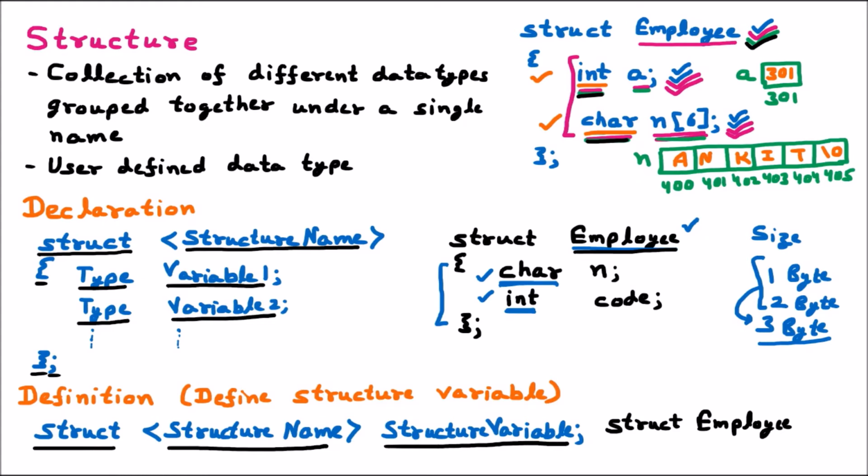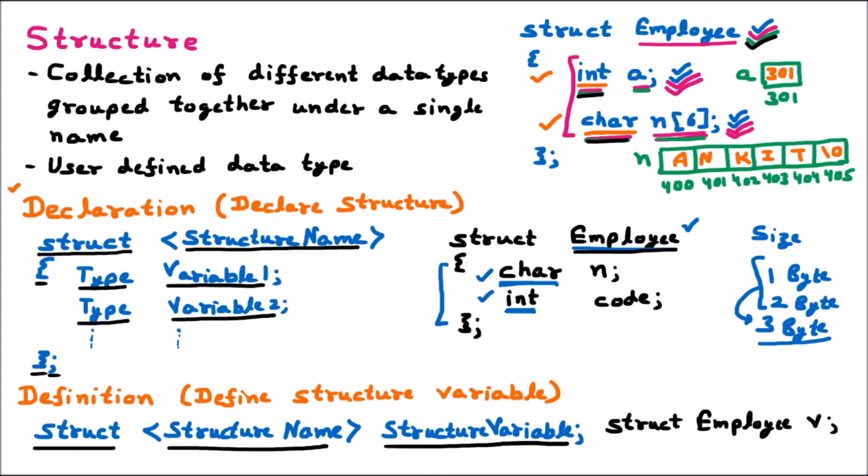Let us suppose that I am creating one variable here, and let's say v. So here v is the structure variable. This is how we can take the variable of the structure. In the structure, we have this definition part extra. Whenever we talk about the declaration, that means we are going to declare the structure.